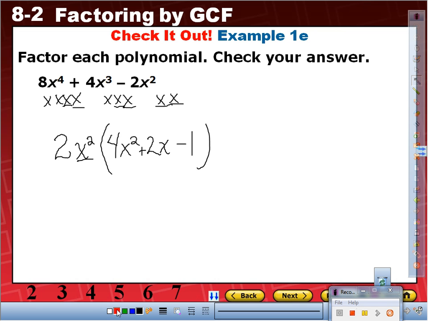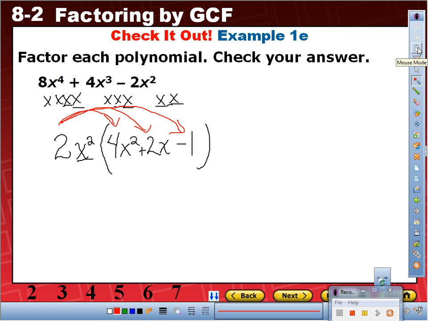So to check it, let's double check. 2x squared times 4x squared, that's 8x to the 4th. 2x squared times 2x, that's 4x cubed. And 2x squared times negative 1 is negative 2x squared. Hands up if you got that by yourself. Okay, let's do another one. Here we go. Copy this one.